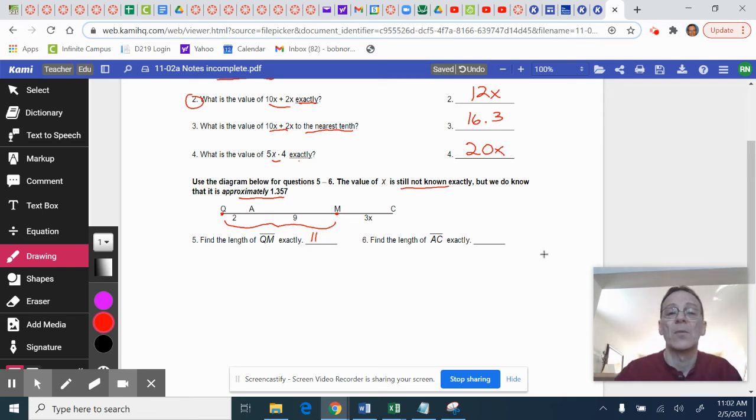Okay. What about the length of AC? That would be from A to C. Well, that would be that 9 plus that 3x. If I want an exact answer, you better not replace the x with this approximate decimal. Just write 9 plus 3x. That's it. That's as exact as we can be.